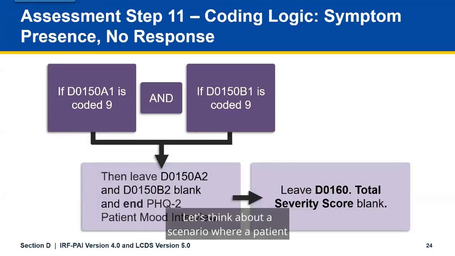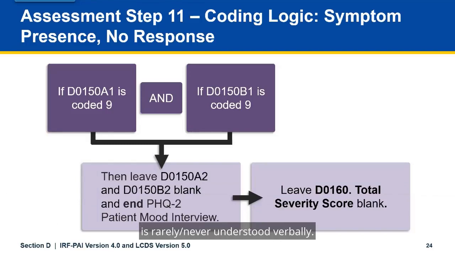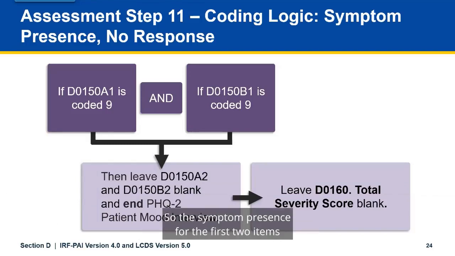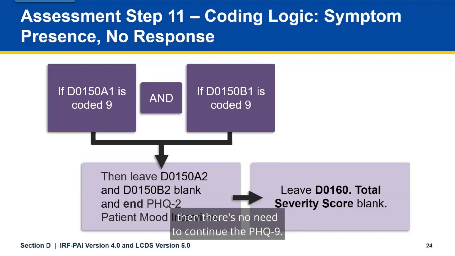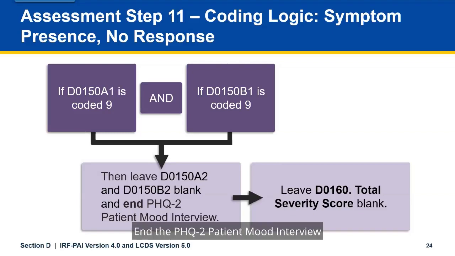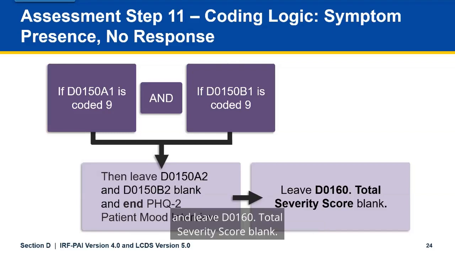Let's think about a scenario where a patient is rarely or never understood verbally. So the symptom presence for the first 2 items is coded with a 9 and symptom frequency is left blank. So if D0150A2 and B2 are blank, then there is no need to continue the PHQ-9 in the patient mood interview, and leave D0160 total severity score blank.